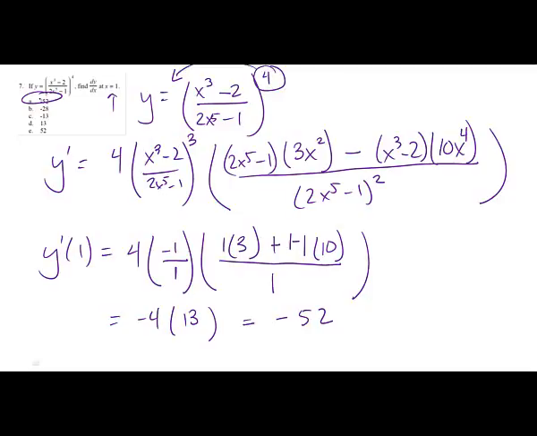Negative what? How'd I get negative 4? Because I multiplied 4 times negative 1. Okay. Everybody good? All right. Lee, you're up. Caesar Flores, you're next.